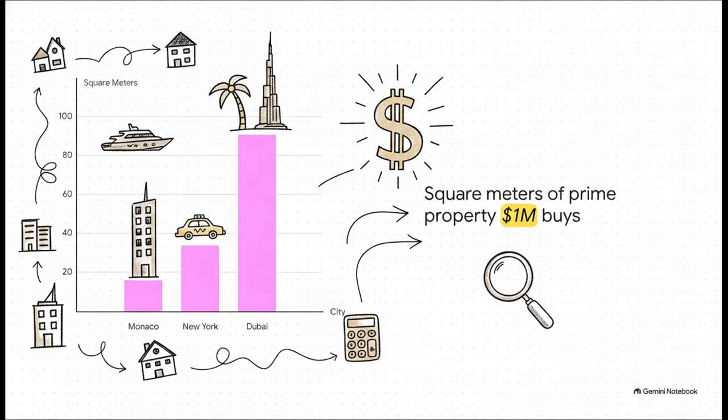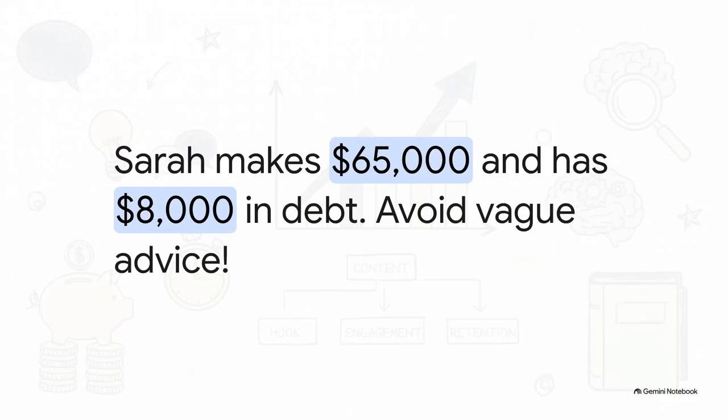Presenting data like this means your viewer isn't just sitting there passively listening. They're actively comparing, calculating, and really engaging with those concrete numbers in their own heads. The exact same logic applies to scenarios. Instead of giving super vague advice about getting out of debt, dropping in a highly specific, realistic example like Sarah's situation right here forces the viewer to benchmark against their own financial reality.